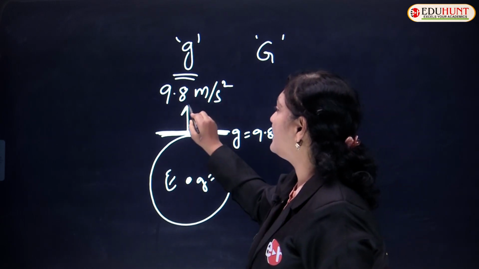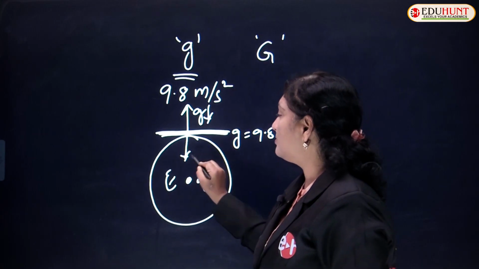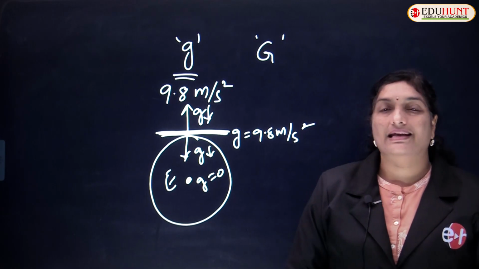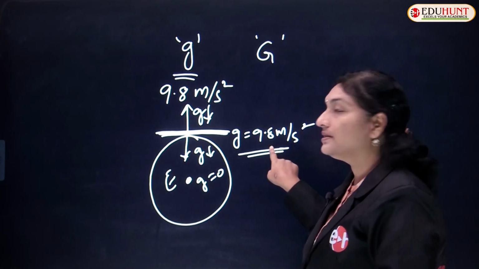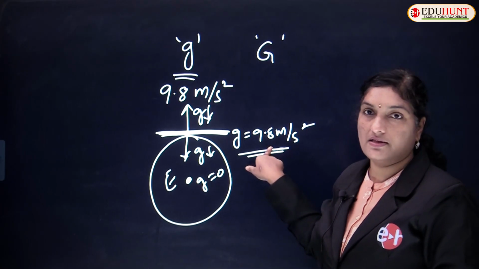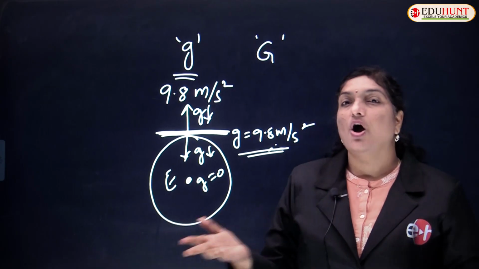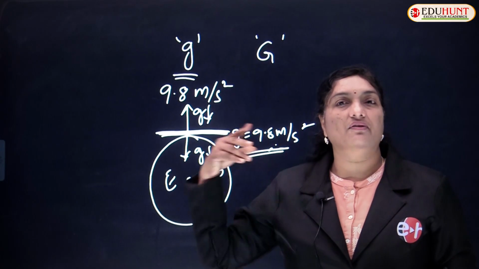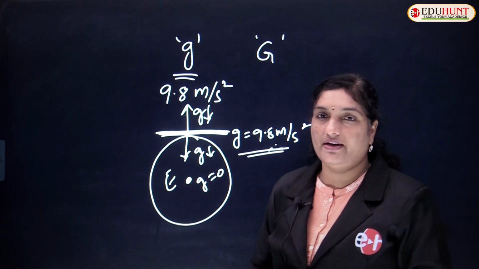As we move higher above the surface of the Earth, the value of g decreases. Even if you move deep inside the Earth, the value of g decreases. And always remember that on the surface of the Earth it is considered as 9.8 meter per second square, but this value changes at different places. On the Sun, the value of g is different. On the Moon, it is different. On different planets, the value of acceleration due to gravity will be different.